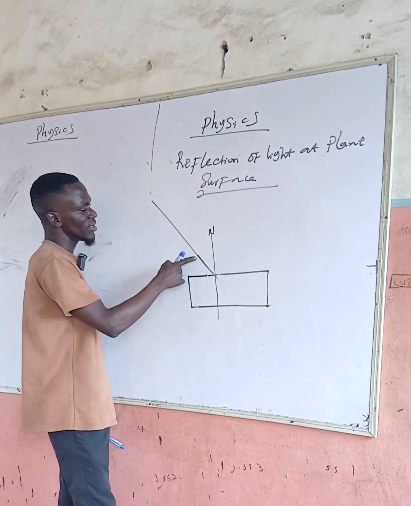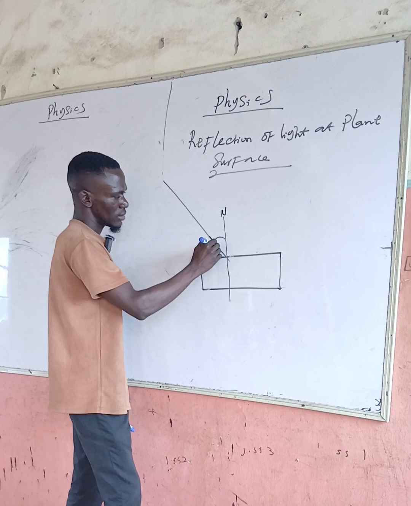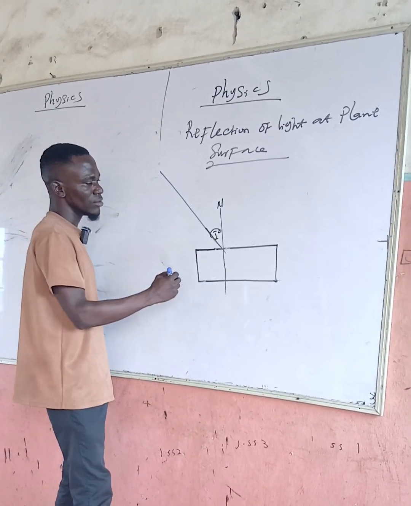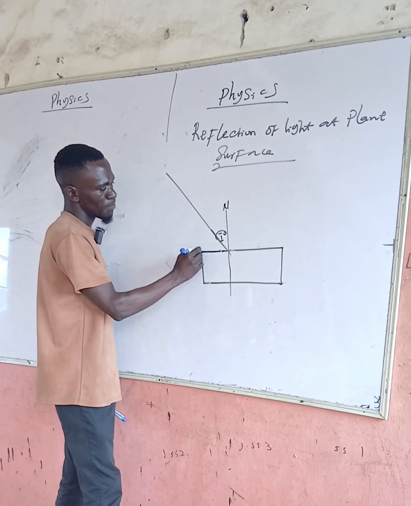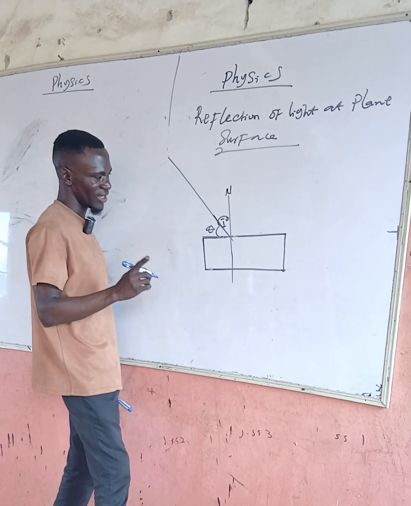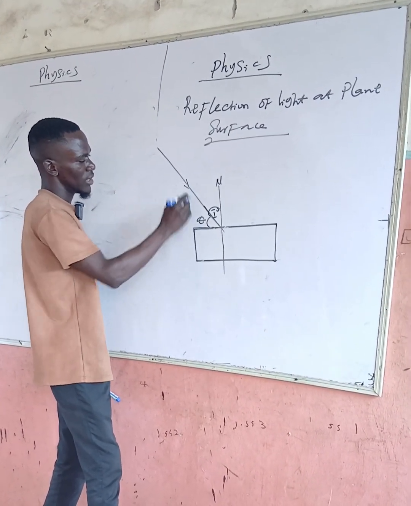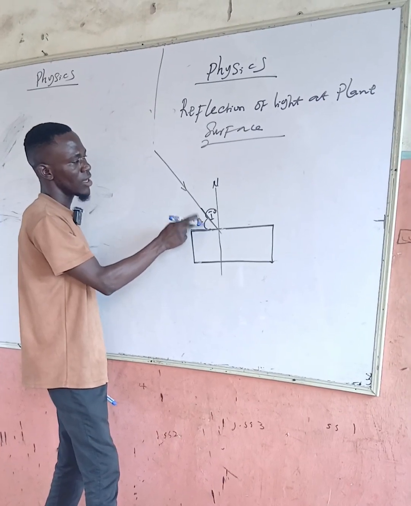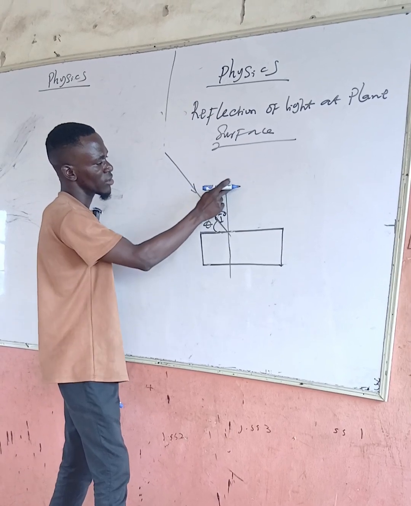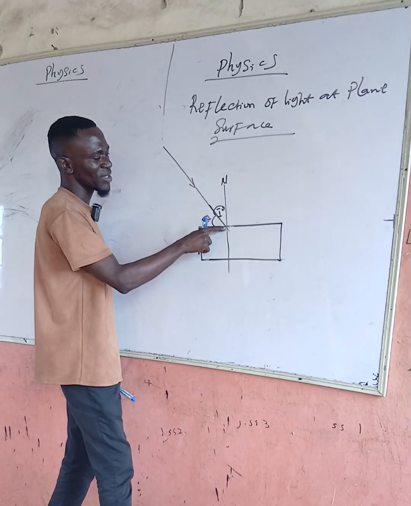Now the angle between the incident ray and the normal ray is what they call the incident angle, right? While the angle between the plane mirror and the incident ray, we call the glancing angle. Don't forget, the angle between the incident ray and the plane mirror is called the glancing angle, while the angle between the incident ray and the normal is the angle of incidence, right?